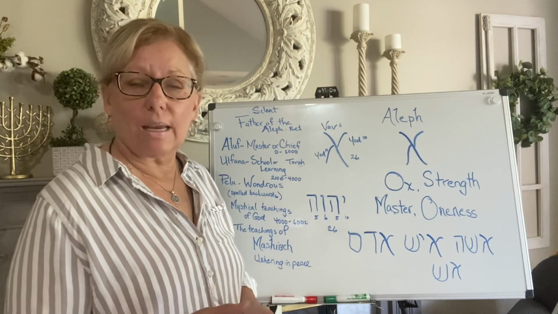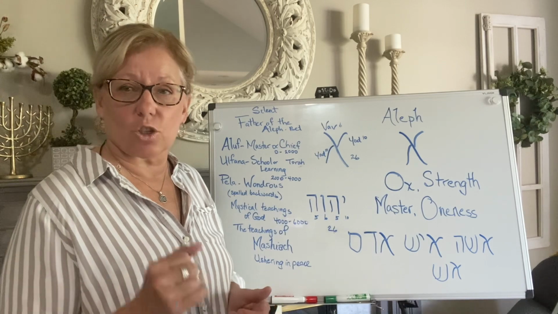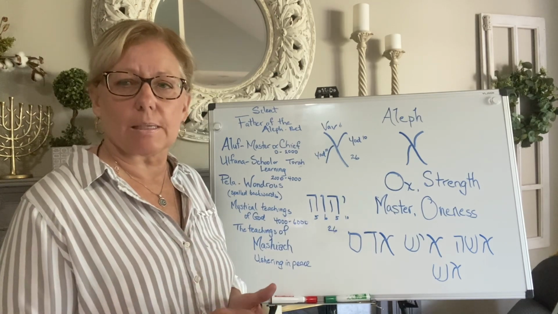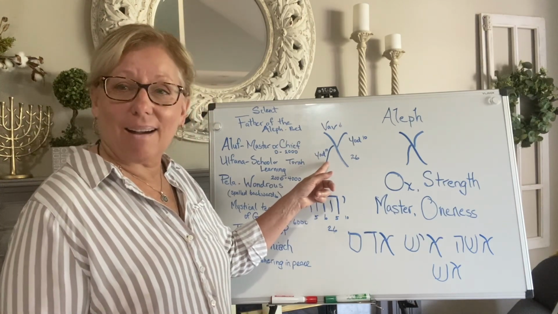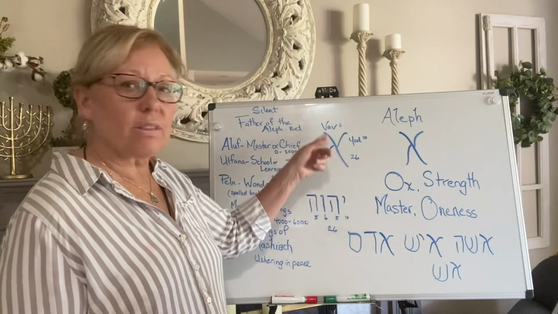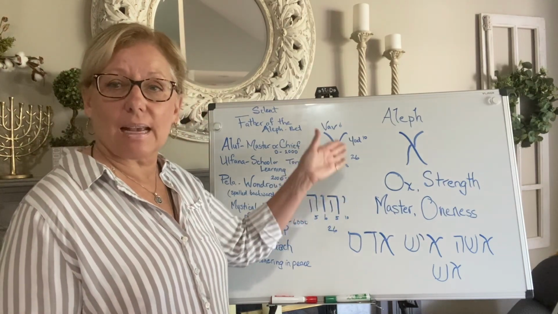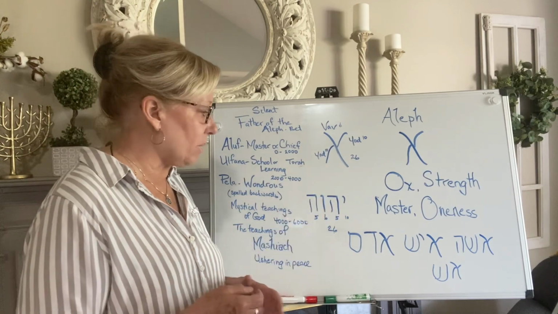Now the yod is the smallest letter in the Hebrew alphabet, but it's the strongest, it represents power. And then the yod down here actually is mankind, and it represents the smallness of mankind. But here we have the divine shoot. So this represents the divine connection between God and man. That's what the Aleph means.